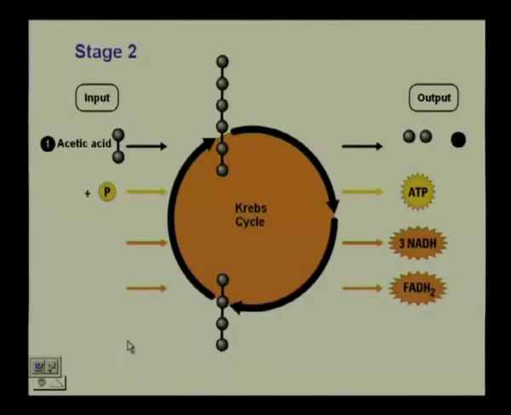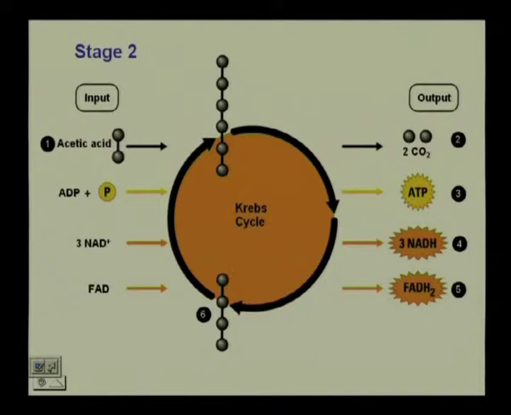So, this is where we have our Krebs cycle, where our input is going to be acetic acid, then we have the phosphate come in, we have ADP plus phosphate, 3 NAD plus and 1 FAD, okay, and the output is 2 carbon dioxides, 2 are formed in 2 steps. We have ATP being formed, 3 NADH being formed, 1 FADH2 being formed, okay.